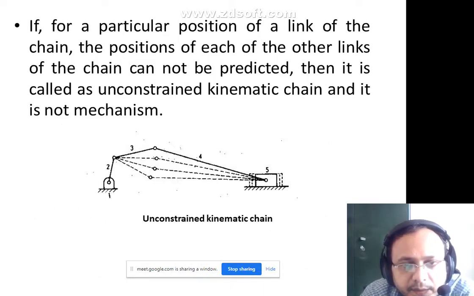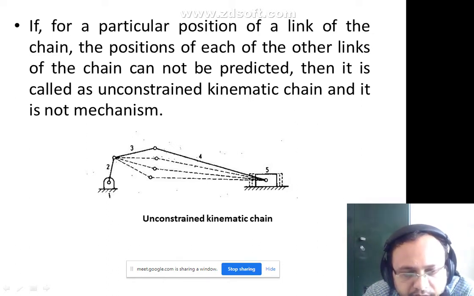Then if, for a particular position of a link of the chain, the position of each of the other links of the chain cannot be predicted, then it is known as an unconstrained kinematic chain and it is not a mechanism. You can see in this figure what happens. Links 1, 2, 3, 4 and 5 are connected, and at the point shown between 3 and 4, we can't give a particular position. It can move any place.